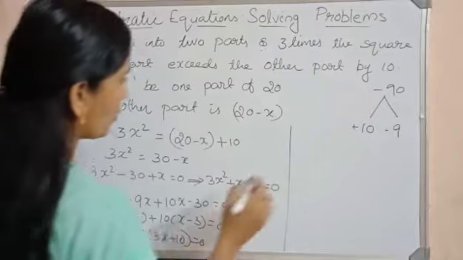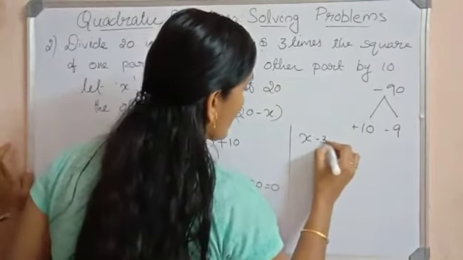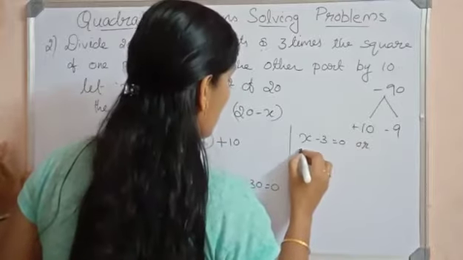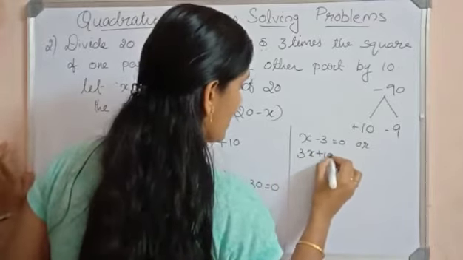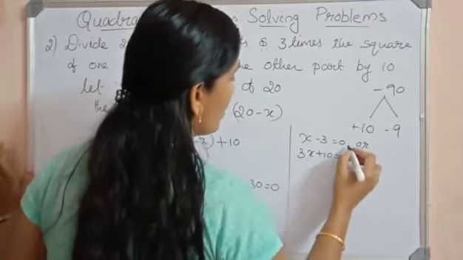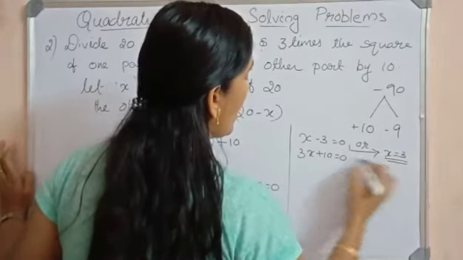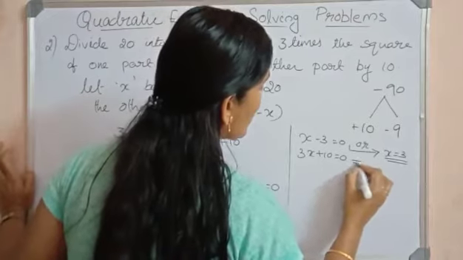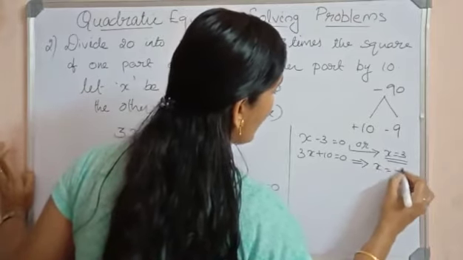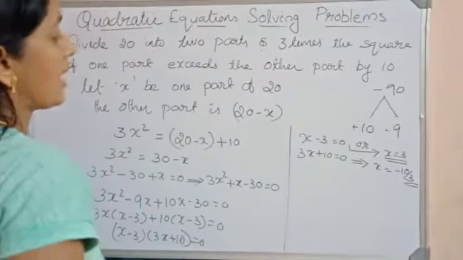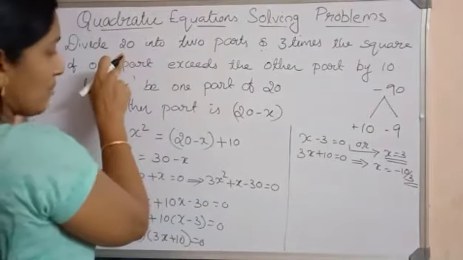By zero product rule, either x minus 3 is equal to 0 or 3x plus 10 is equal to 0. x minus 3 is equal to 0 implies x is equal to 3, and 3x plus 10 is equal to 0 implies x is equal to minus 10 by 3. Here the sum is plus 20.